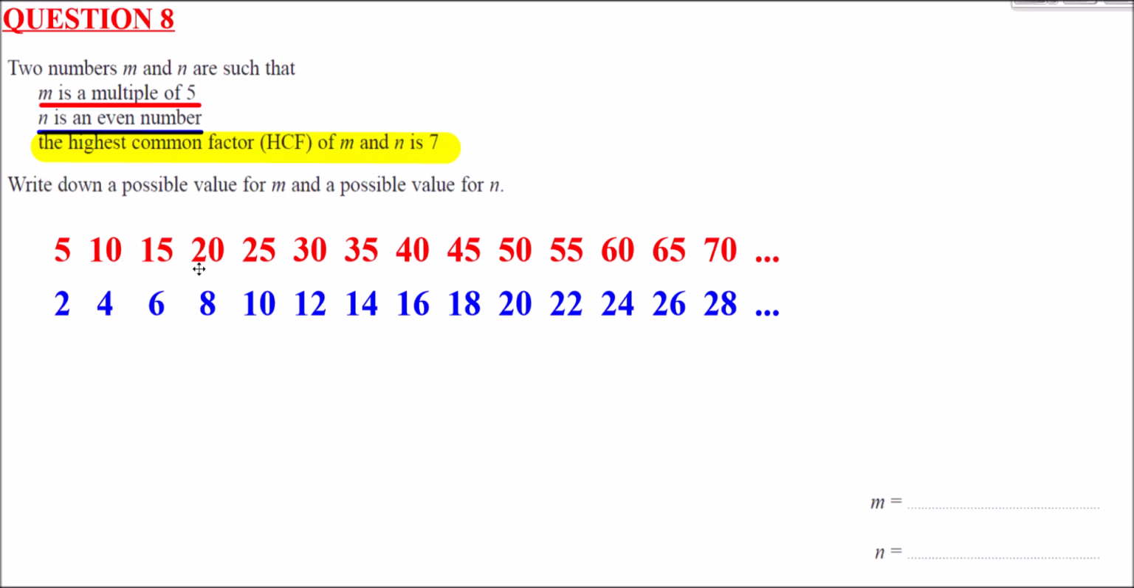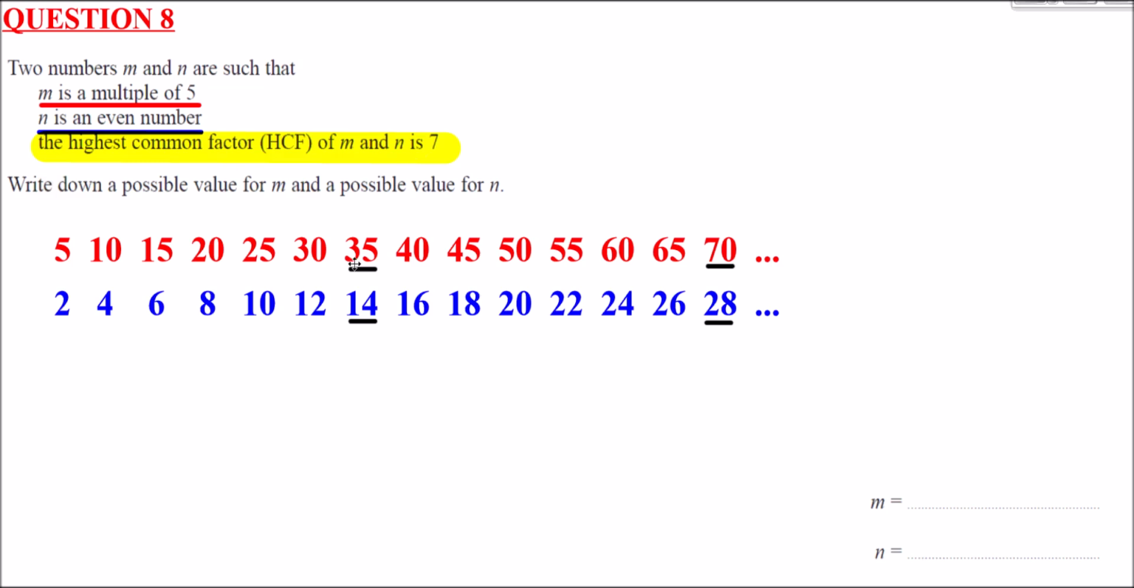So in the red, we can hopefully see that 35 is a multiple of 7, as is 70, that's 10 times 7, and in the blue, 14, that's 7 times 2, and also 28, which is 7 times 4. So we can underline these four numbers, which are multiples of 7, but we want the highest common factor of the red and the blue to be 7.